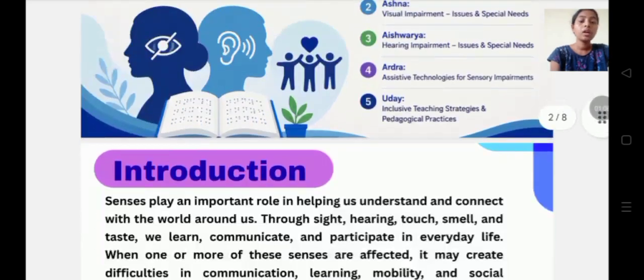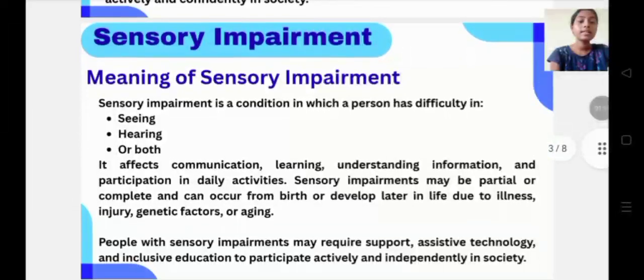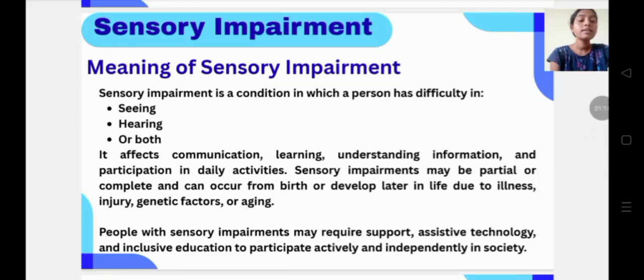Now I will discuss what is the meaning of sensory impairment. Sensory impairment means difficulty in seeing, hearing or both. It may be partial or complete. It can be present from birth or may develop later due to illness, injury, genetic reasons or aging. People with sensory impairments may need support like assistive devices and special teaching methods. So this is the meaning of sensory impairment.